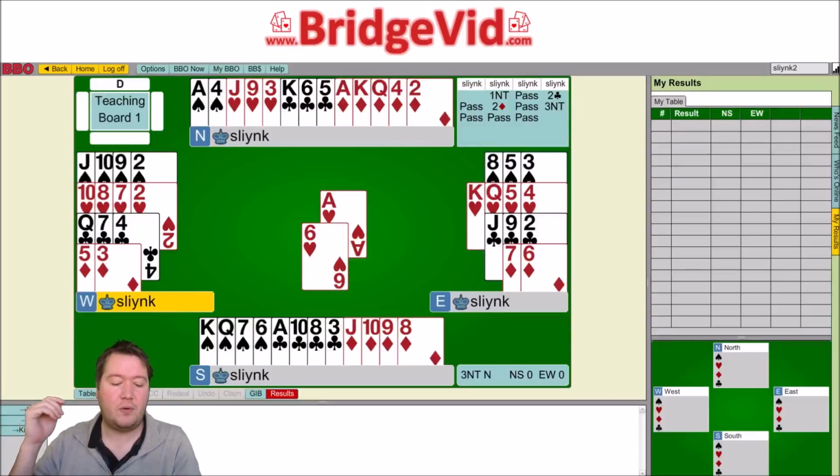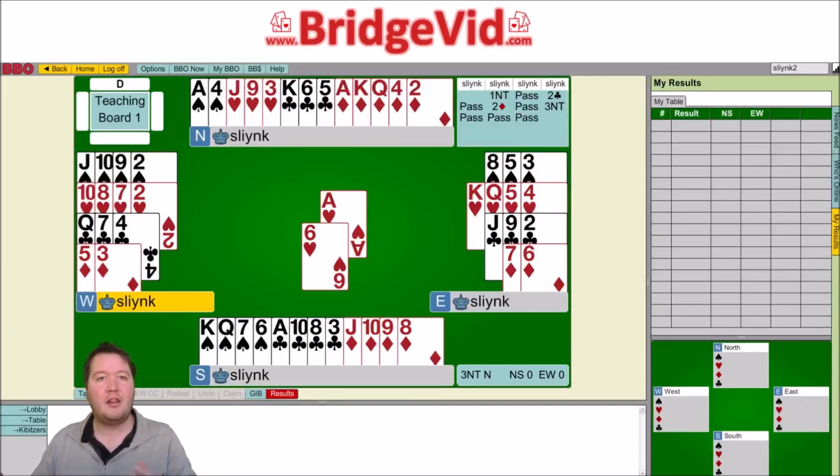Don't become over-reliant on signals and just think, oh, I need to play this card. But work out which cards you're happy to play, then work out your best signal. This is my approach that I like to do. Okay, let's look at another hand.